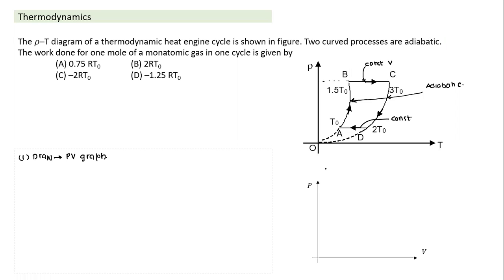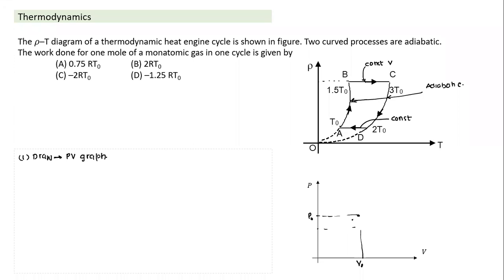If I have to draw a PV diagram from some starting point, this point has temperature T naught. Let's say this is the initial point, and I start from P naught, V naught. How do I draw it? A to B is an adiabatic process. But is it compression or expansion? How do I figure that out? What I notice here is that density is increasing. If density is increasing, volume must decrease. So A to B is adiabatic compression.